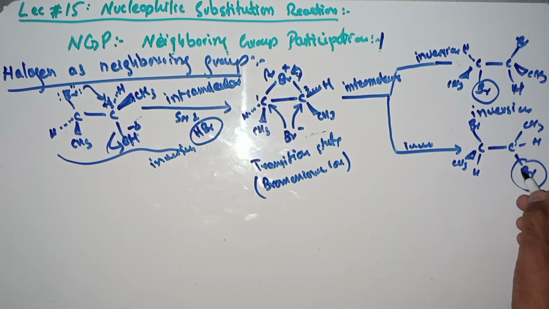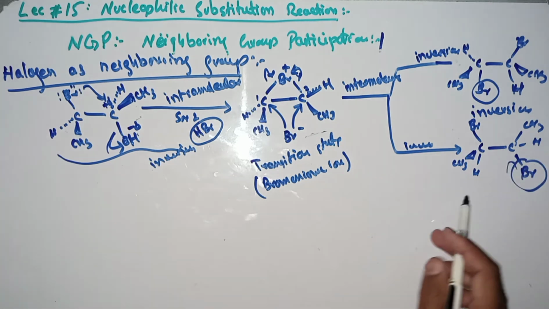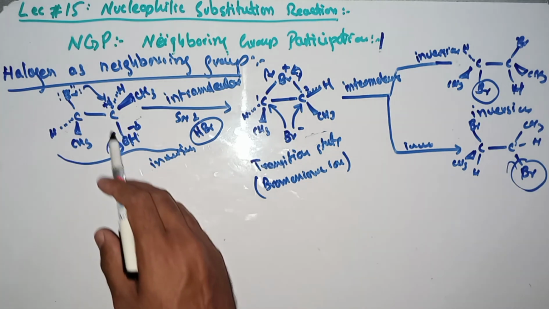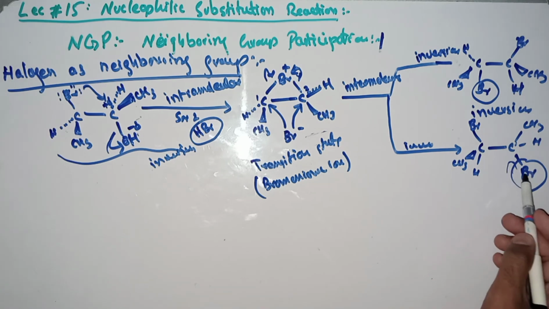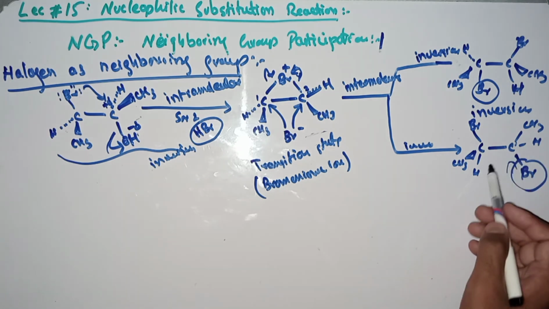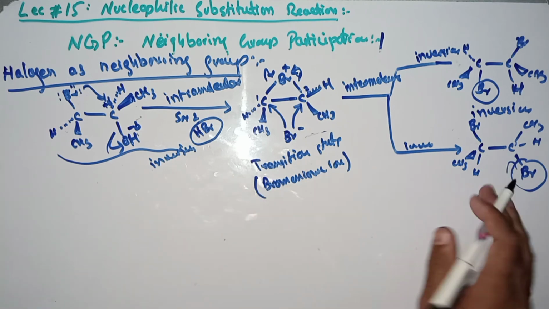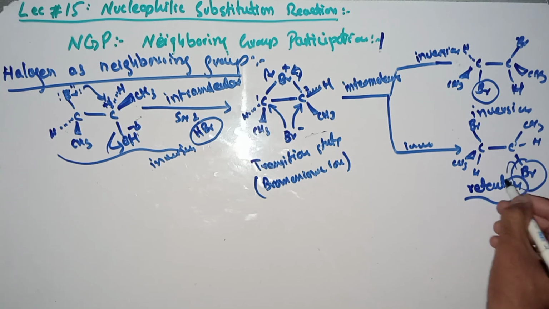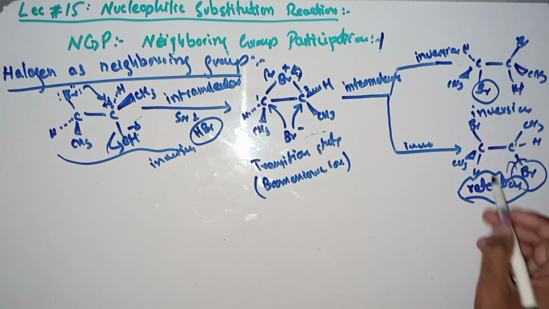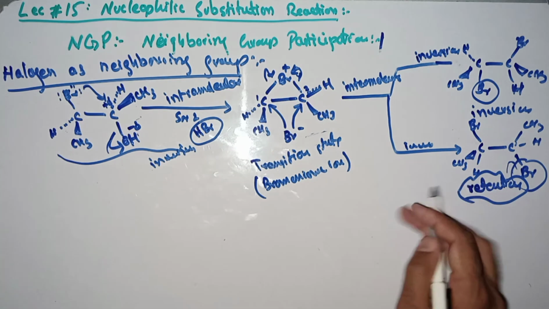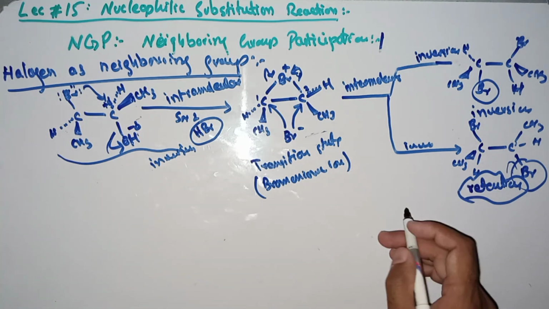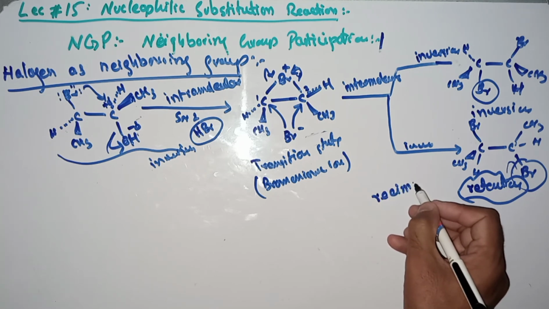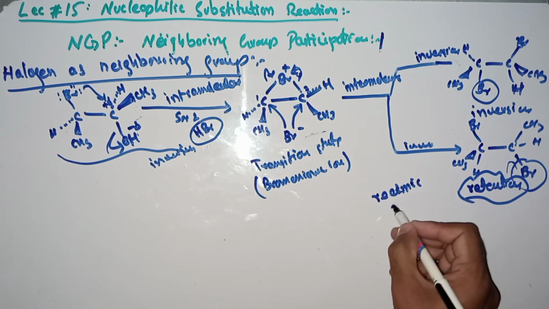So this is the new bond, that is from the side from where the leaving group left. The new bond will be formed from this side, from the front side. So this is why the final product will be the retention product. Now here in the solution, inversion and retention are both present, and when they are in the same concentration, the mixture will be called a racemic mixture.